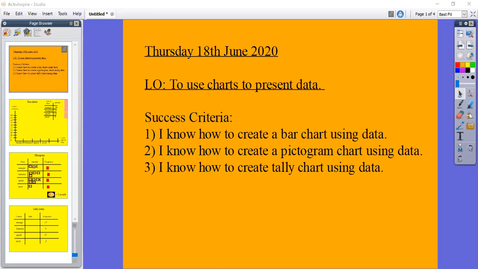In this lesson, our LO is to use charts to present data. To make sure we are successful, we need to be able to create a bar chart using data, to be able to create a pictogram chart using data, and to be able to create a tally chart using data.